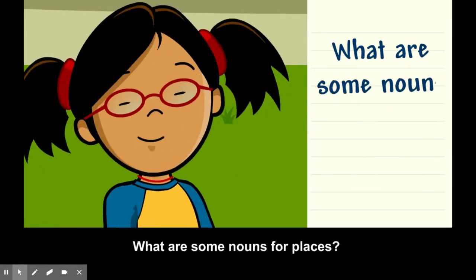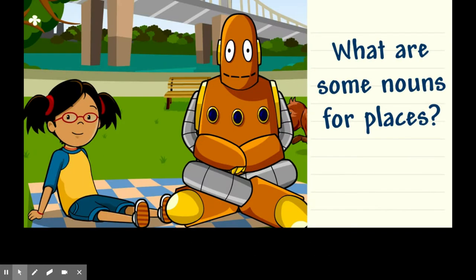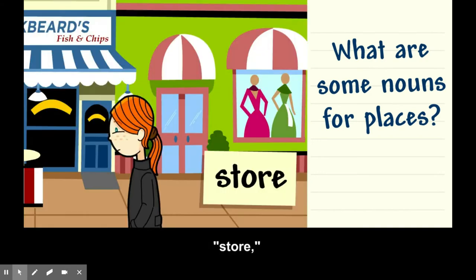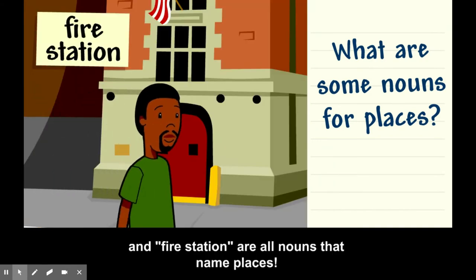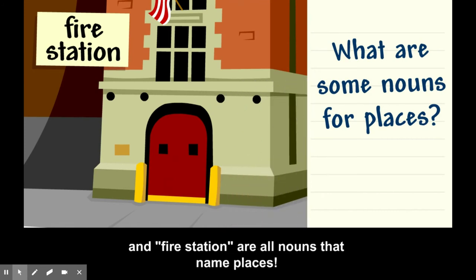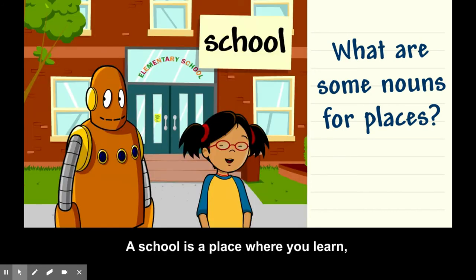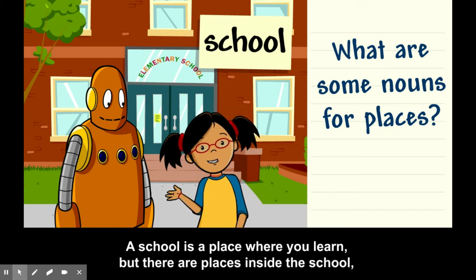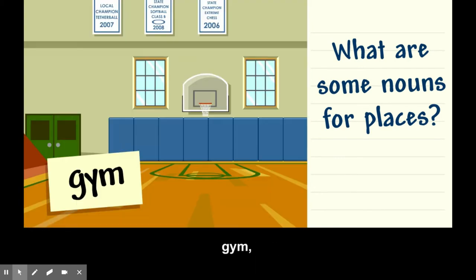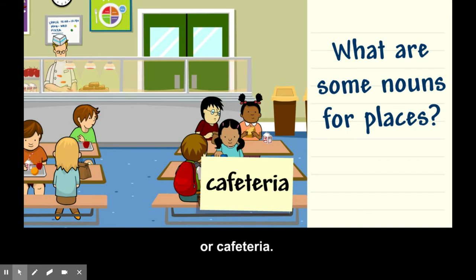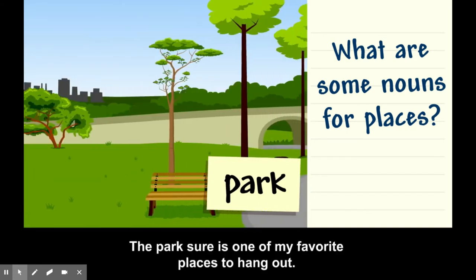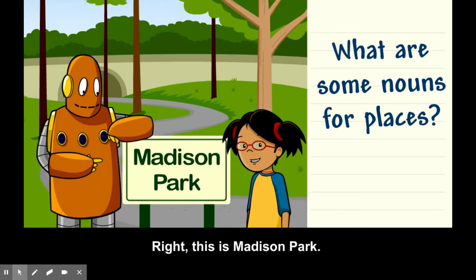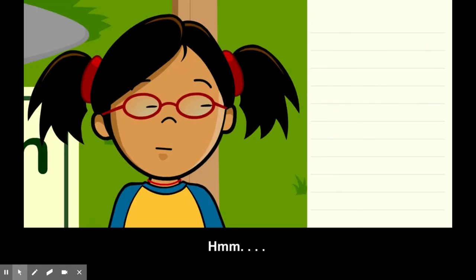What are some nouns for places? A place is somewhere you can go. Home, store, and fire station are all nouns that name places. A school is a place where you learn, but there are places inside the school, like the library, gym, or cafeteria. The park sure is one of my favorite places to hang out. Right, this is Madison Park.